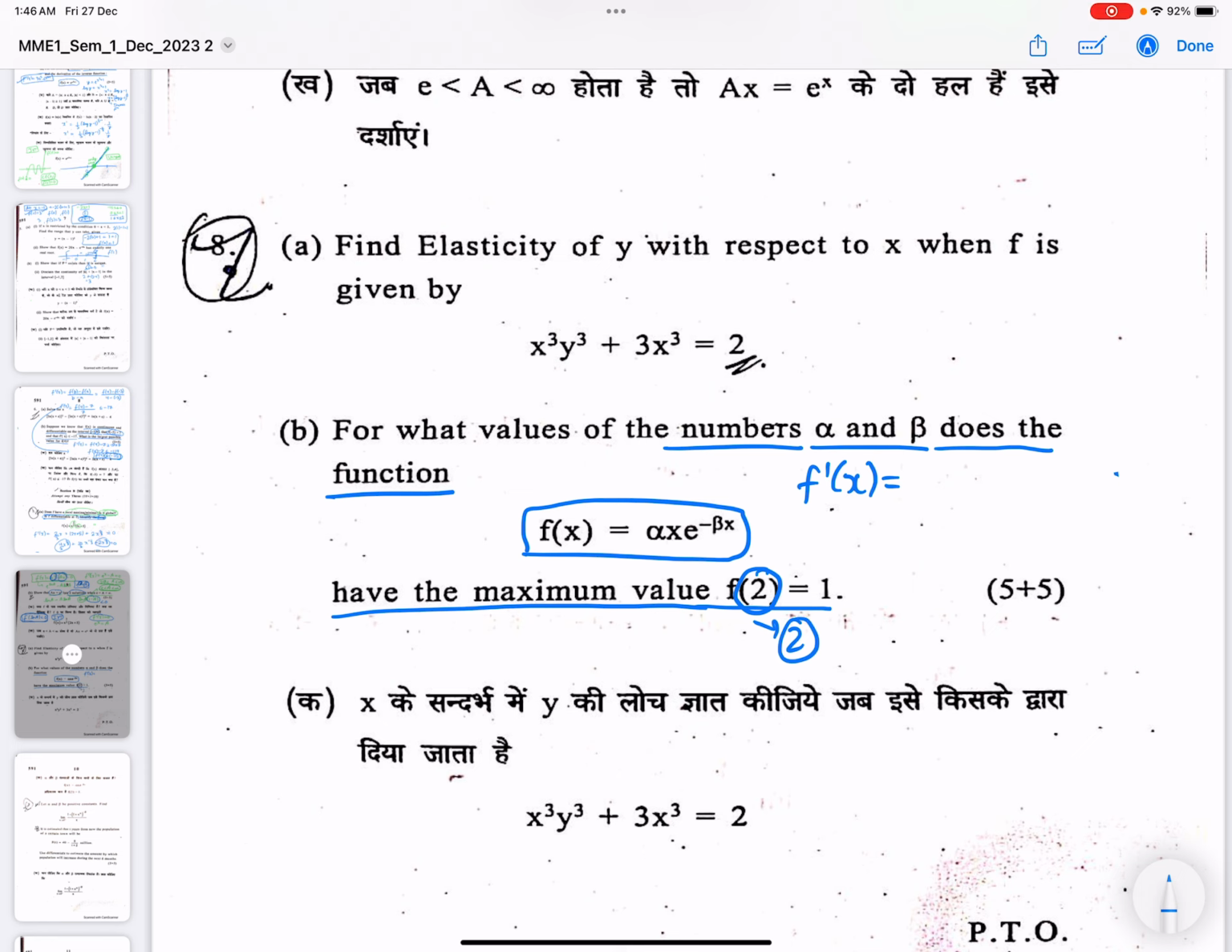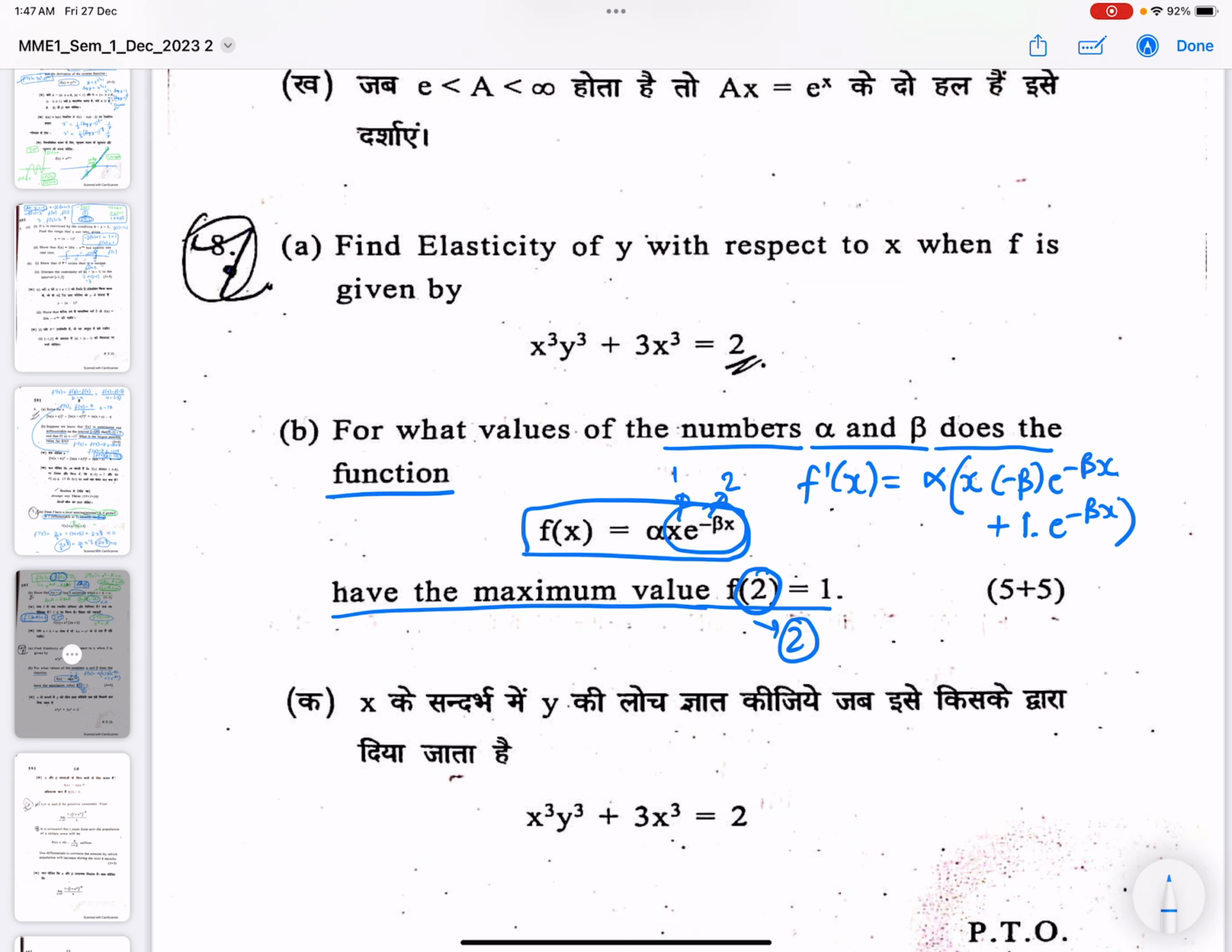So f dash x is, we'll take the product rule again. Let alpha be common, then let x be the first function, e to the power minus bx be the second function. So first function into derivative of second, which is minus b times e to the power minus bx, plus derivative of first function, which is derivative of x would be 1 into e to the power minus bx. So this is what f dash x is coming out to be.